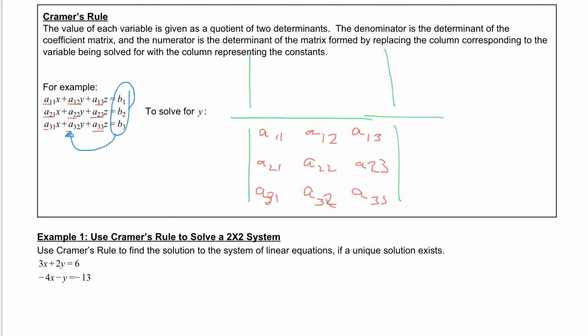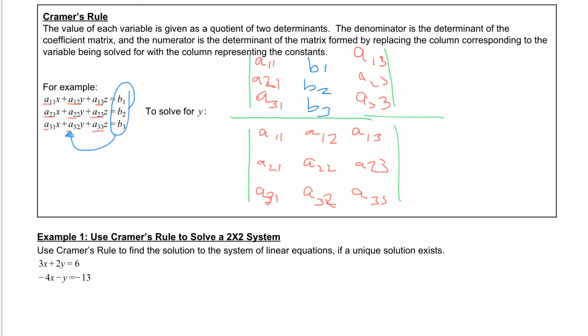So what that's going to look like is this first column and this last column, they're going to stay the same. Here's my x column, here's my z column. Those all stay the same in here. So we have a sub 1, 1, a sub 2, 1, this is a sub 3, 1. And this one stays the same too: a sub 1, 3, a sub 2, 3, a sub 3, 3. And then what's going to happen in that middle row where the y's normally are, I'm replacing that with our constants. So that's b sub 1, b sub 2, and b sub 3.